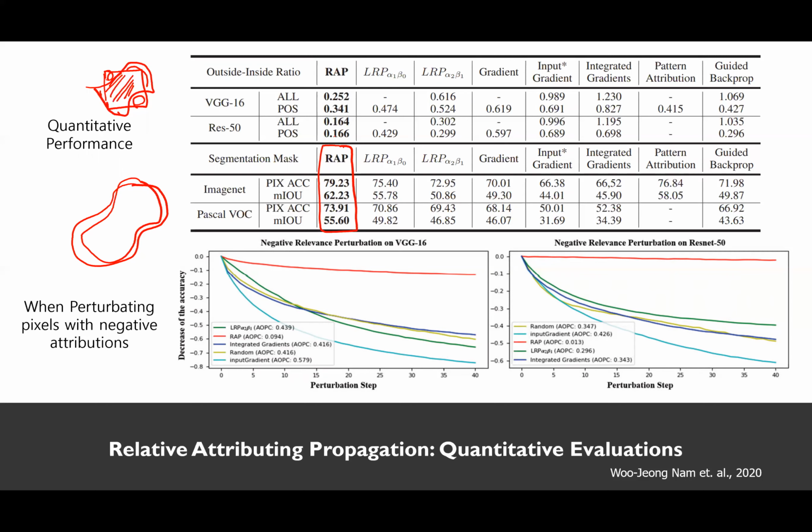And when we perturb the negative attribution, suppose this is the object, and we perturb the part outside of the object, which is negative, we can see that in VGG and ResNet-50, the RAP method is least affected by the perturbation of locations outside of the object.